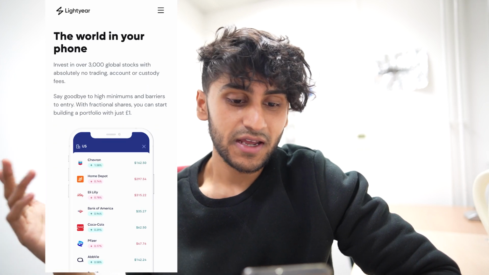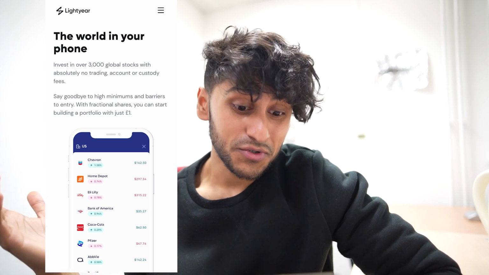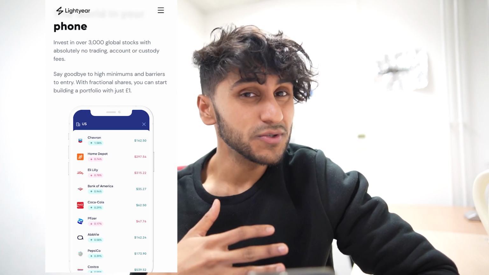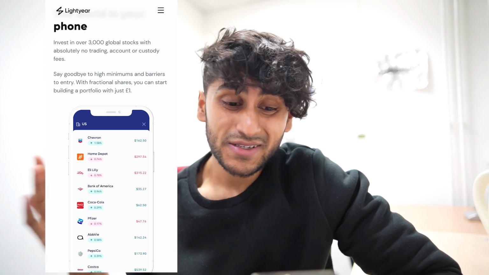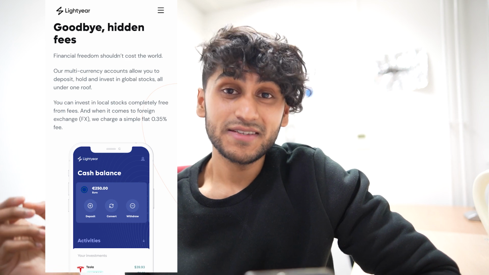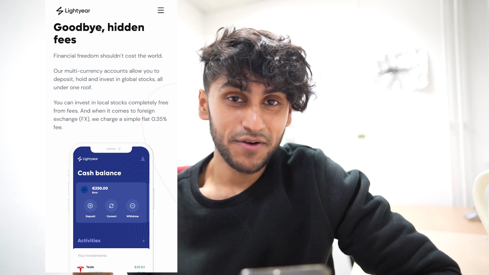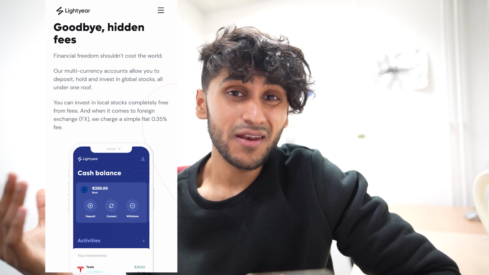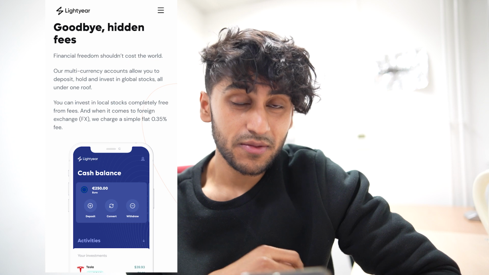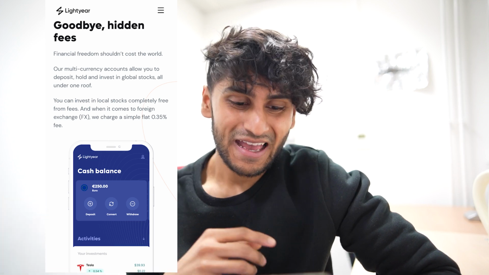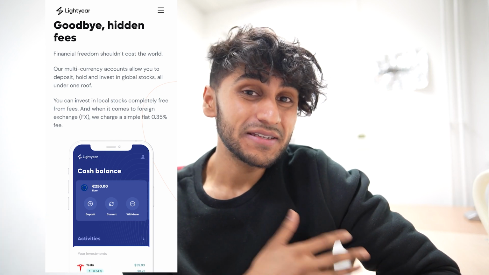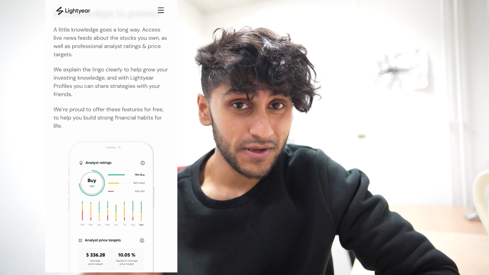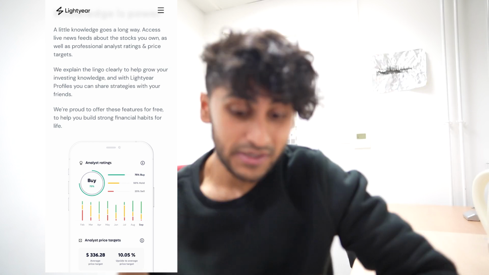So based on the website, Lightyear allows you to invest in 3,000 global stocks starting from as little as £1. That is all well and good. However, Trading212 also lets you do that, so that as a unique selling point doesn't sell me. Goodbye hidden fees. However, Lightyear has increased their foreign exchange fees. They started off having no foreign exchange fees and now they have quite a large foreign exchange fee of 0.35%, something that is akin to what Freetrade is doing, and it looks like Lightyear might indeed be going down that avenue. Knowledge is power, analyst ratings you do get free with Lightyear. That is its unique selling point in my opinion.